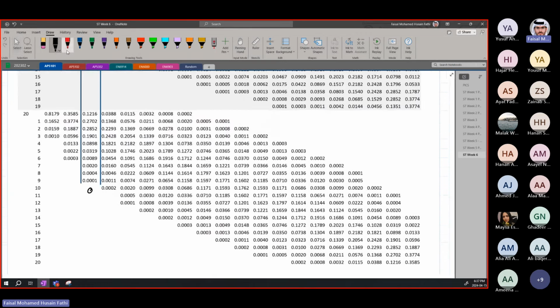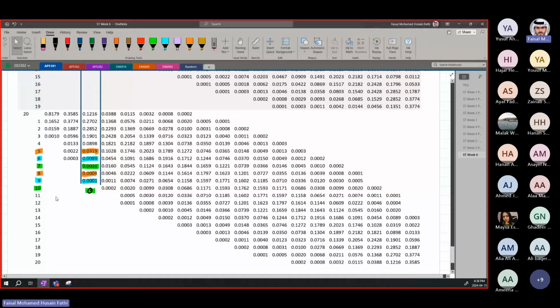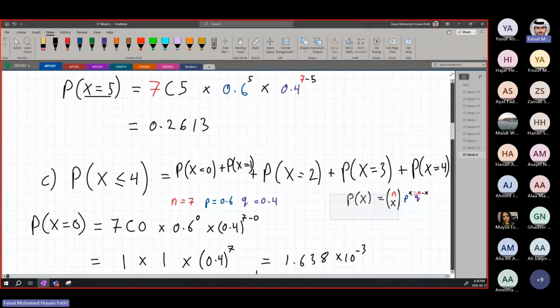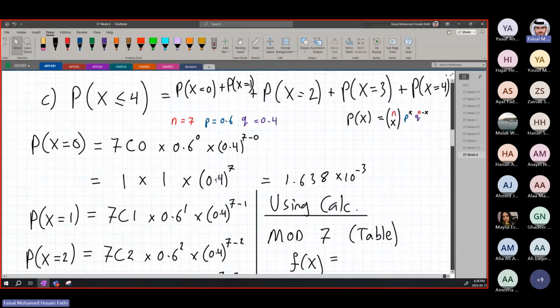So let's look at 5 first. 5 is over here. So we're going to be looking at all these values, 5 up to 10. So 5 here is 0.0319. 6 is 0.0089. 7 is 0.0020. 8 is 0.0004. 9 is 0.0001. And 10, since there is no value, we're just going to take it as 0. Or you can apply the binomial formula, this formula that we used earlier on, and you will get an extremely small number for 10.